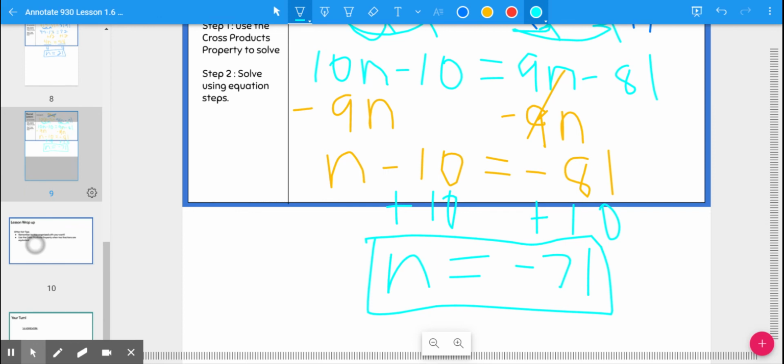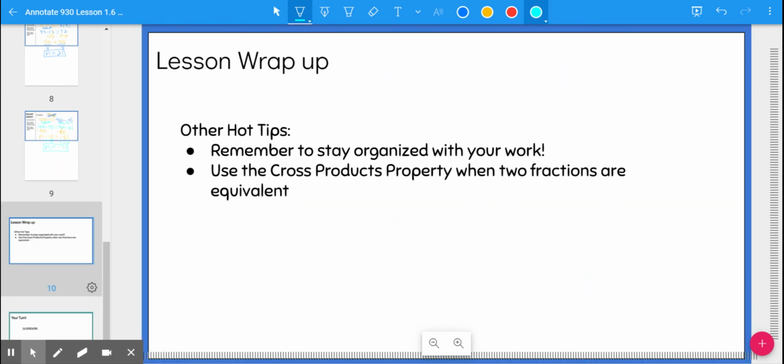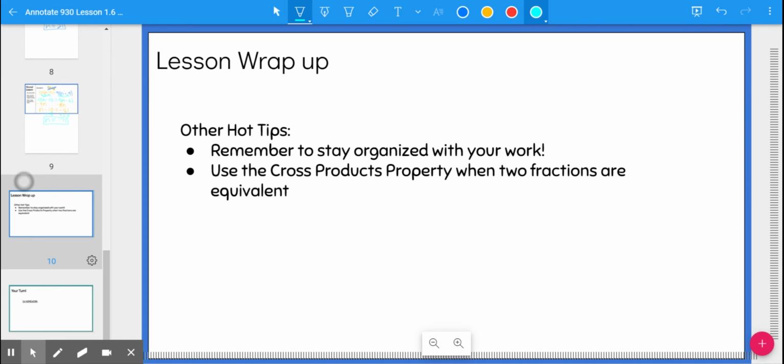And on slide 10, we have our lesson wrap up. So remember to stay organized with your work. And we use the cross product property when two fractions are equivalent. So again, you're finding the product of the means is equal to the product of the extremes. And then you are solving using your regular equation steps once you get to that point.